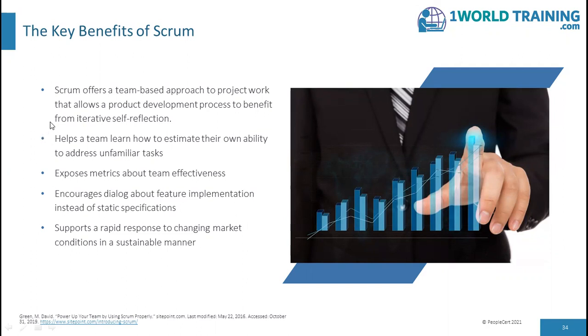We look at the concept of iterative self-reflection. What does it mean? In the first module, we spoke about iterative development. However, adding to the idea, a team will need to routinely reflect on how it does its work. The second point is about estimating their own ability. It is about understanding different approaches for estimating effort rather than time. The focus is on estimating effort rather than the time. Scrum also exposes metrics about the team's effectiveness.